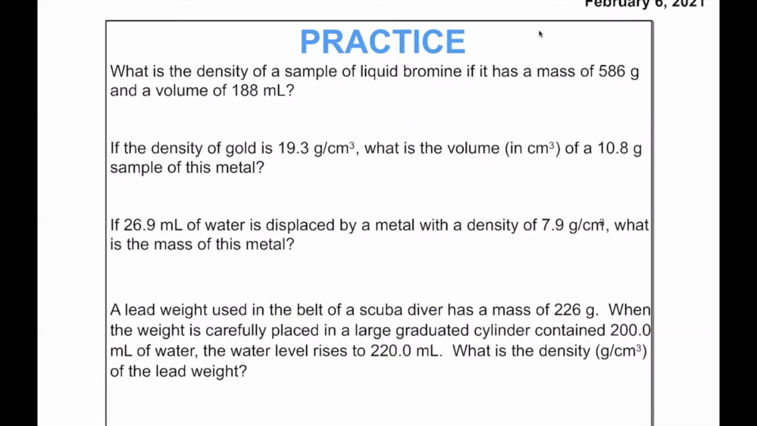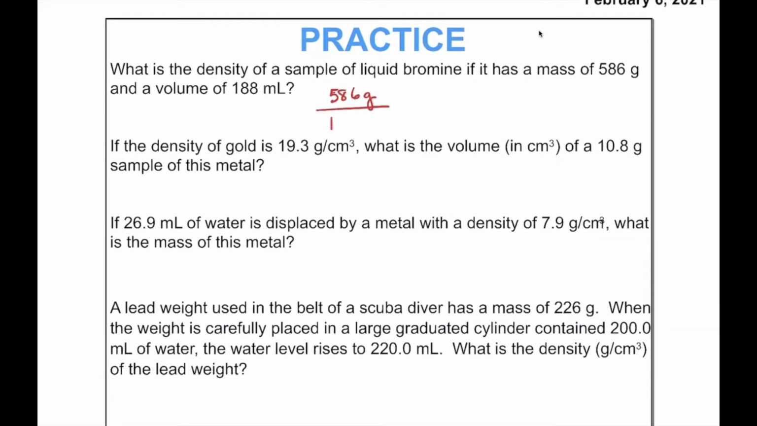What is the density of a sample of liquid bromine that has a mass of 586 grams and a volume of 188 milliliters? You take the grams and you divide by the milliliters and you do the math. And so this answer is 3.1170, and the units are grams per milliliter.